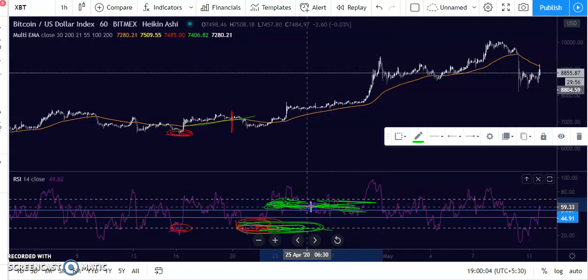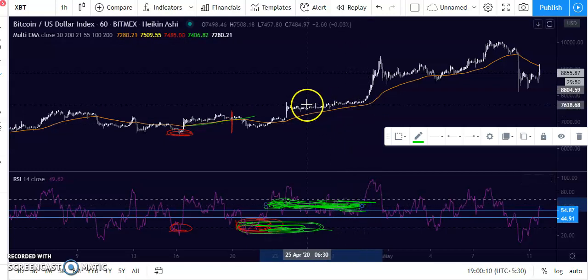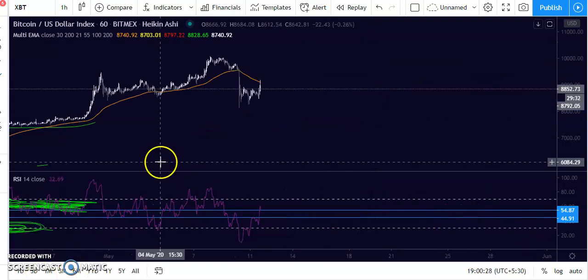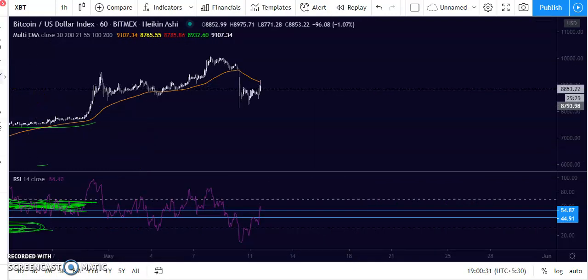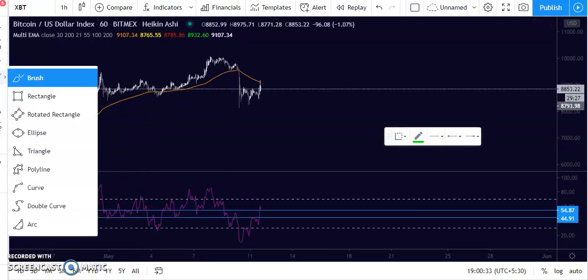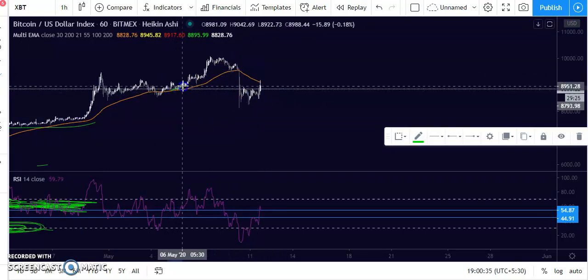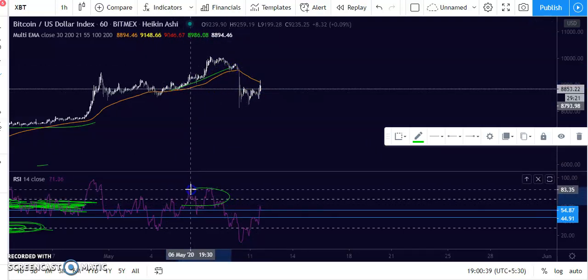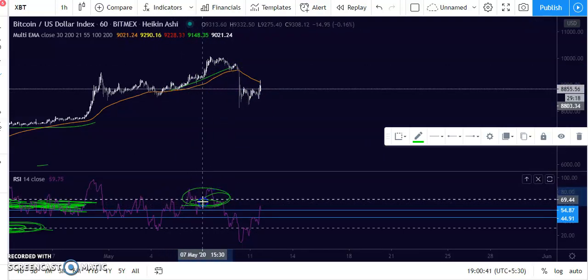Why am I coloring this in the green zone? Because the RSI is above 55 consistently and the price is above this particular 200-day moving average line. So now we are currently in an uptrend. We are currently above the 55 line. We are in a green zone.